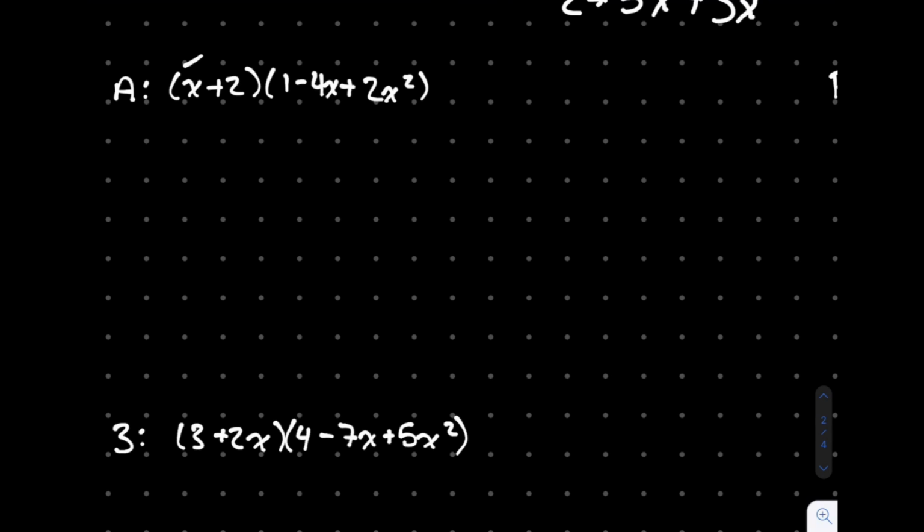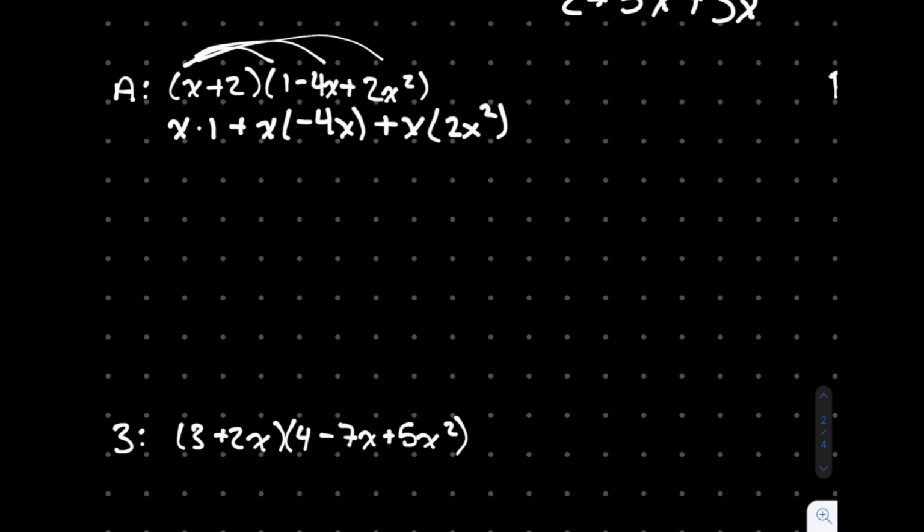So to distribute, what I'll do is I'll just take the x and multiply it by each term. So x times 1 plus x times negative 4x plus x times 2x squared. And now I'm going to take the 2 and distribute it. So we'll have 2 times 1.